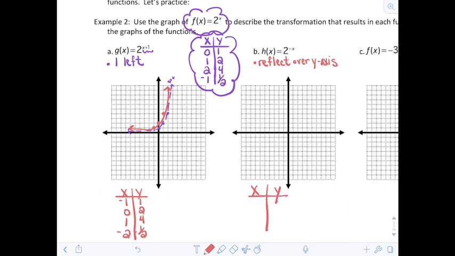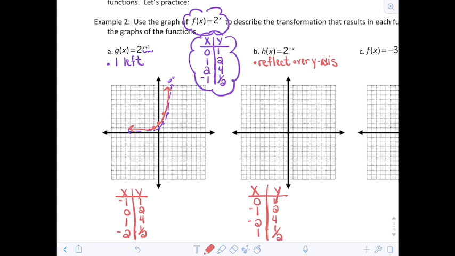The part that will change will be the x's. So I'm going to go from 0 to 0, 1 to -1, 2 to -2, and -1 to +1. And then my y's will stay the same: 1, 2, 4, 1/2.